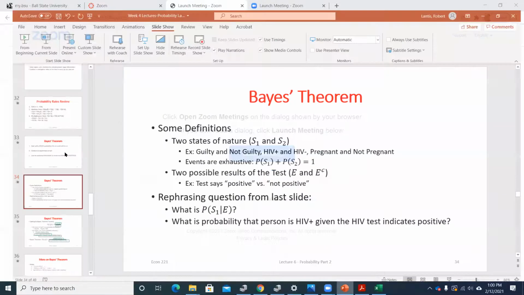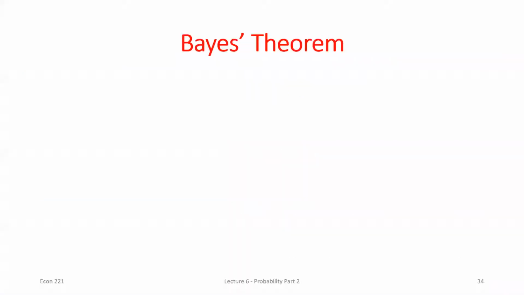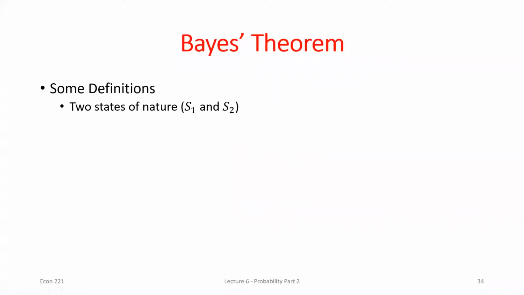So let's go where we left off last class. I introduced this idea of Bayes' theorem. The setup for these examples is always going to be that we have two states of nature. Those are the only two states. Think about examples of this: someone's either guilty or they're not. Not what a jury finds them, but the actual state of nature. They either committed the crime or they didn't.